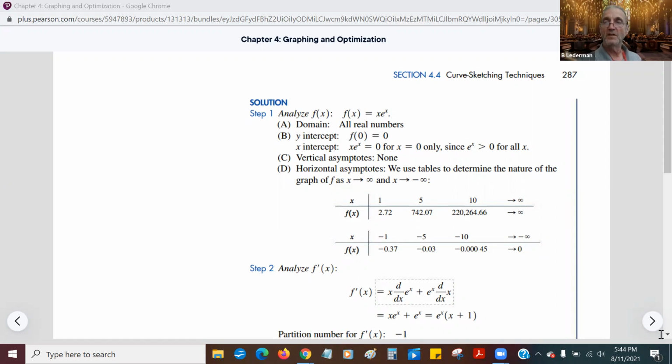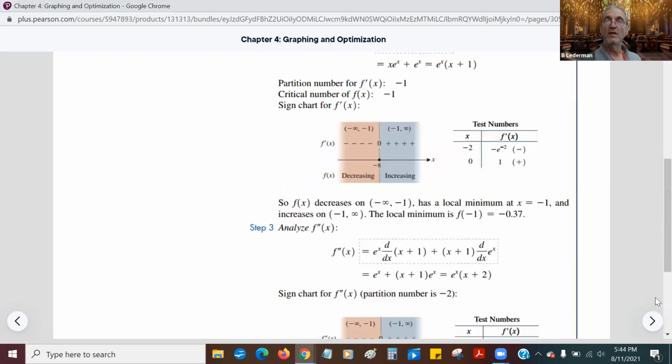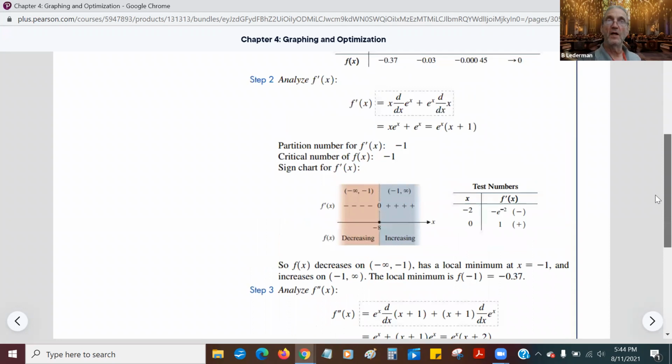Now for the calculus of it, let's look at f prime. So for f prime, again, I'm going to use product rule here, and I get x e to the x plus e to the x, which is e to the x times (x plus 1). So the only time this ever equals 0 is when x equals -1. It's never undefined.